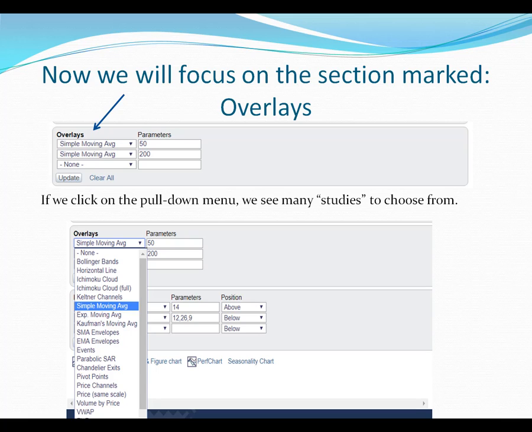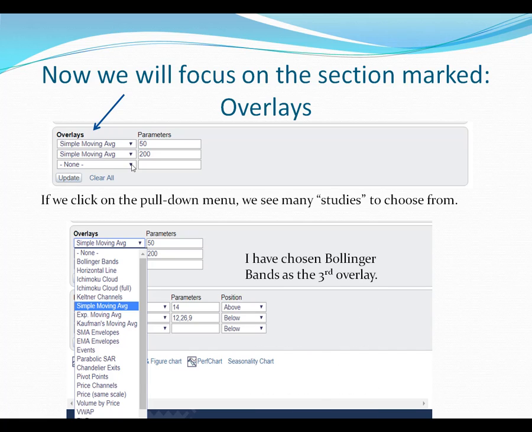Now, in this next section called Overlays, these particular indicators appear as an overlay on the stock price chart itself. So we'll begin with some basic defaults. The defaults that come up in stockcharts.com are simple moving averages. The first one is a 50-day moving average. The second one is a simple moving average of 200 days. These should be defaults. If not, you can click on the pull-down menu and change these defaults to these simple moving averages.